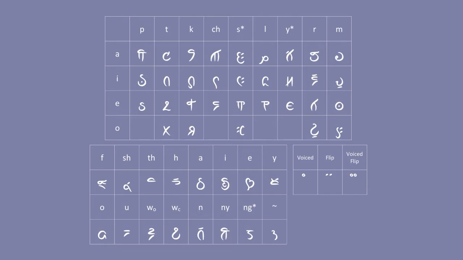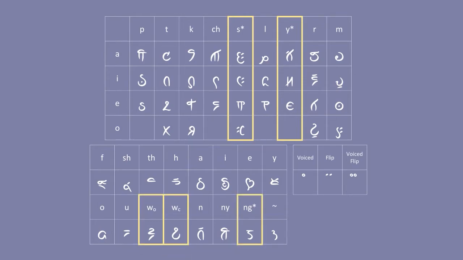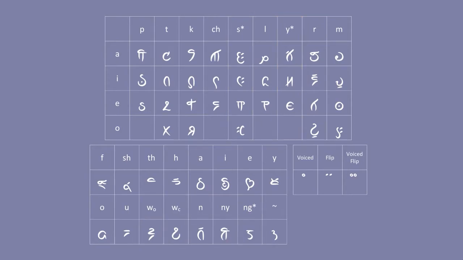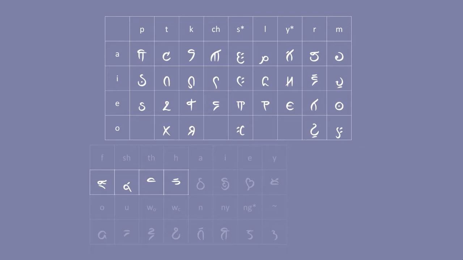You could also see that there are a few little intricacies sprawled all across this chart. Things that you might notice, like the asterisks on this S column and this Y column, and also the fact that it has two W's and this NG or N column is also asterisked. These things will be tackled a little further in the video, but the first thing that might strike you would be these little empty boxes over here. Why are they empty? Well, that's because a long time ago these symbols used to be a part of this syllabary.